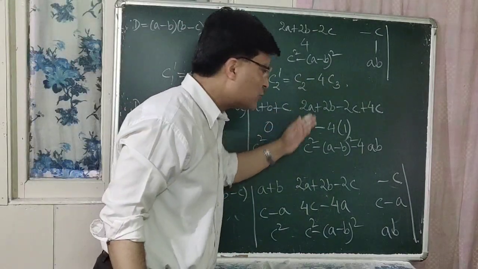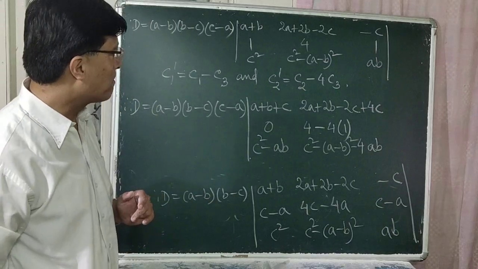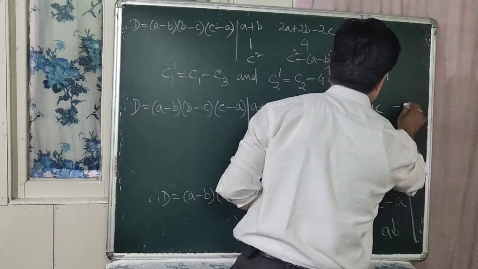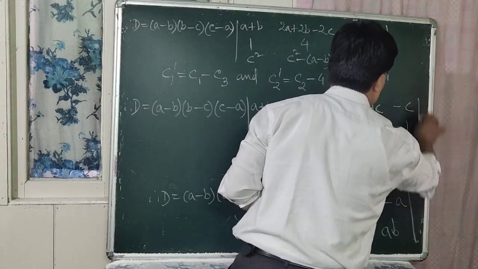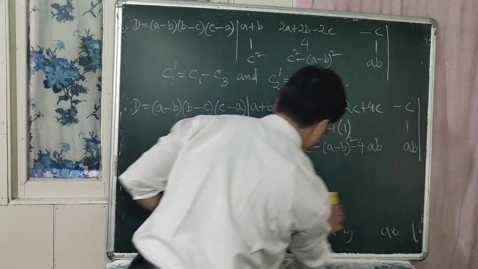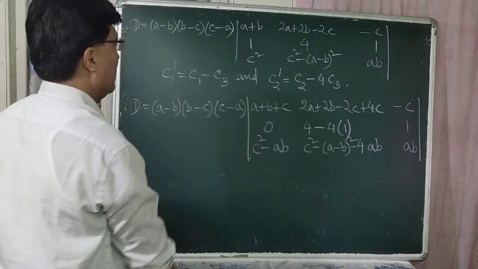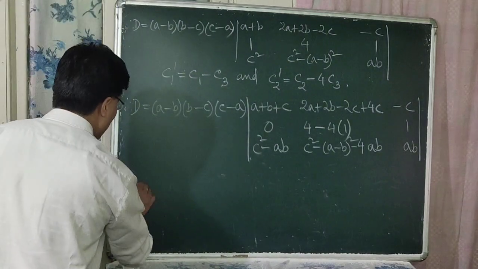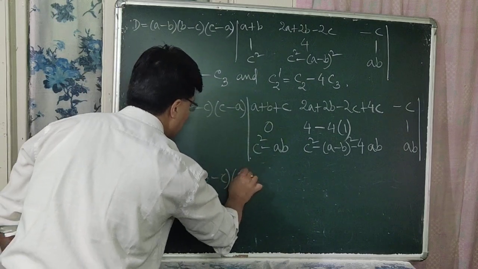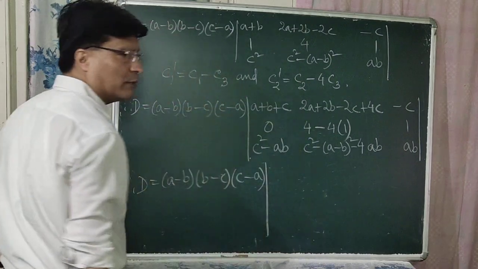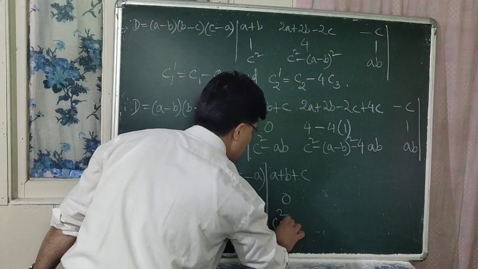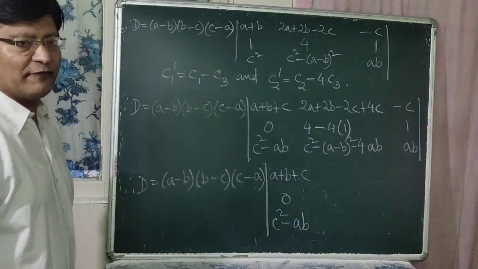I think you have understood the simplification, right? Now third column remains same. That is minus c, 1, ab. Right? So next, let us simplify it. Therefore, D is equal to a minus b, b minus c, c minus a. First column remains same: a plus b plus c, 0, c square minus ab. Now simplify the second column.